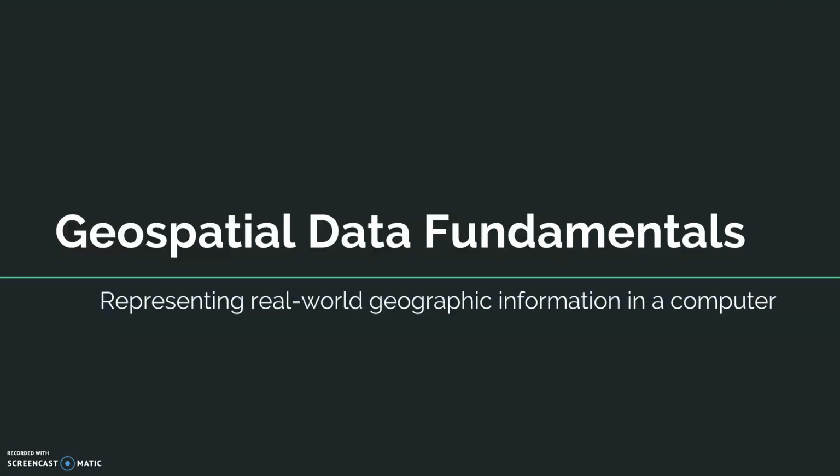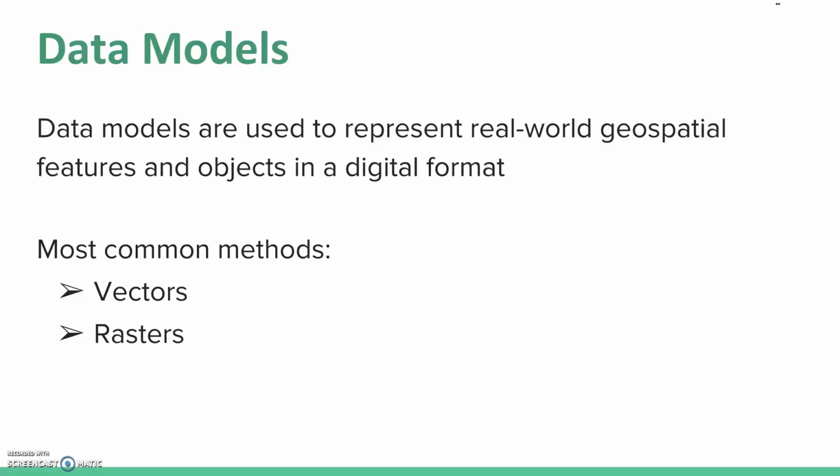All right, so next we'll talk a little bit about the fundamentals of geospatial data, and this comes down to how do you represent real-world geographic information on a computer. So the first thing we'll talk about is different data models, and data models are ways that we represent real-world features in a digital format. The most common methods used for this purpose are vectors and rasters.